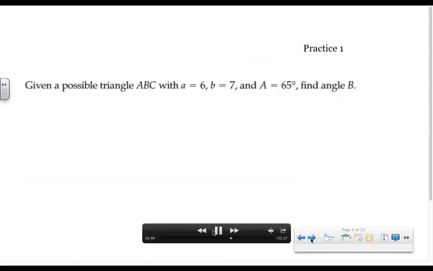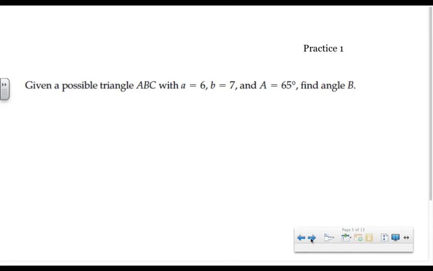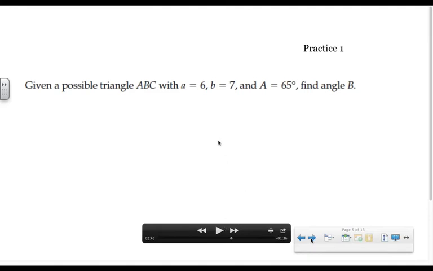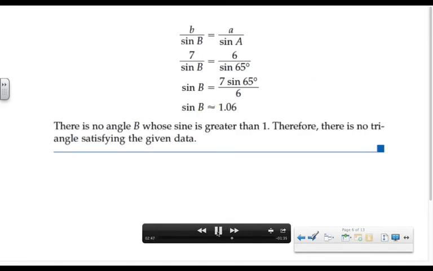Now, here's your practice problem. Little a, little b, and big A. This is side-side-angle. You're going to go ahead and plug into the formula and see what happens. This will give you actually quite an interesting solution. See what goes on. So here's my solution. You'll notice if I solve this, sine B equals 106, and I can't have an angle B whose sine is greater than 1. So this has no solution. And this is always a possibility as well.